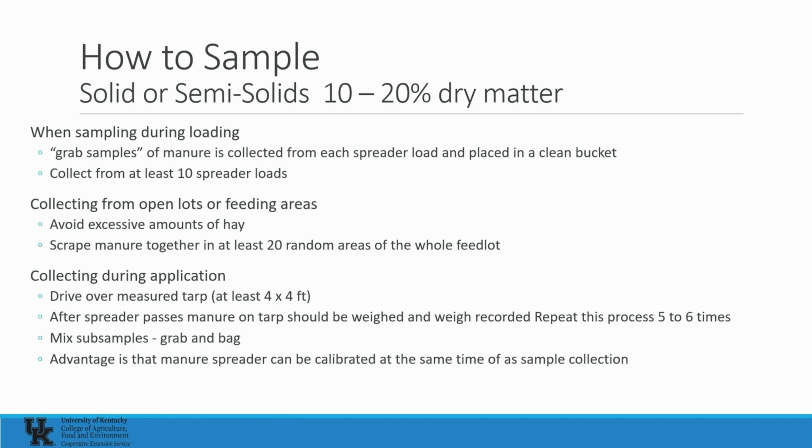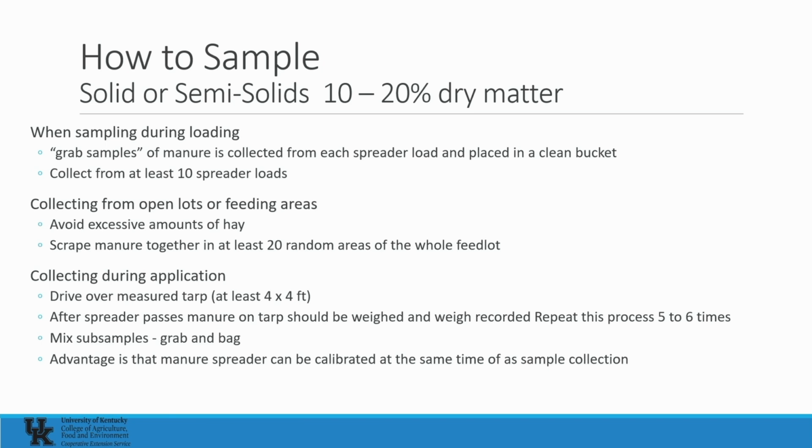We can collect from open lots or feeding areas. We really don't want to do that because it's hard to get a representative sample. But if we have to, we're going to go on that heavy use area. We're going to take a sample from several different areas, some by the water, some by the feed trough, some in the back corner. But in this situation, we want to take at least 10 random samples.